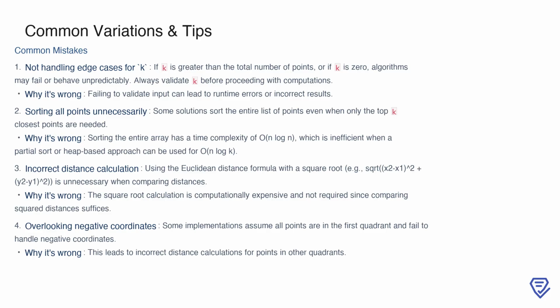Another mistake is sorting all the points when you only need the top k closest ones. Full sorting has a time complexity of n log n, which is inefficient compared to methods like partial sorting or using a heap, which can achieve n log k.